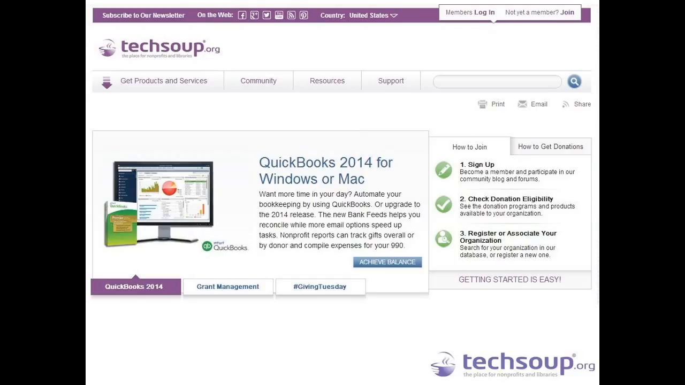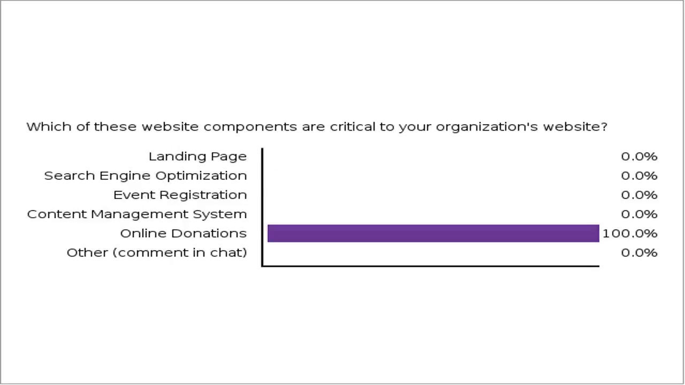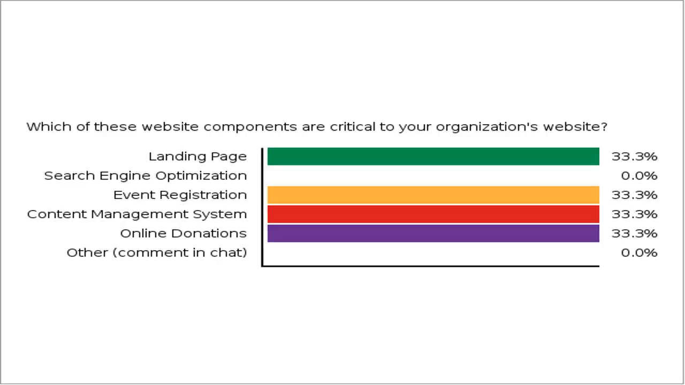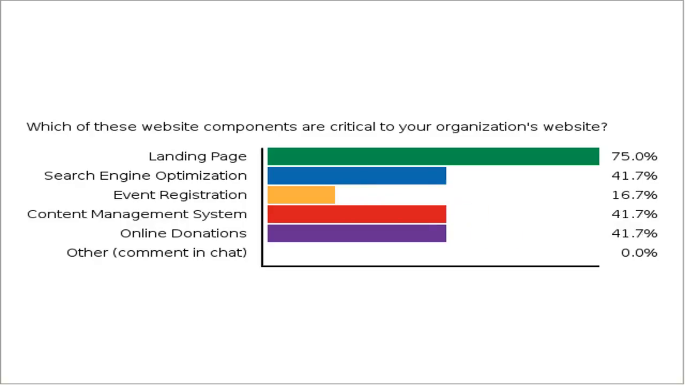So getting us started with the poll questions, I want to go ahead and have you answer which of these website components are critical to your organization's website. And go ahead and click on the ones that you think matter most to you or to your organization. And this helps provide us a little bit of context for where your priorities are on your organization's website right now. And this will also help inform Jay as he gets started with his presentation. And feel free to comment in the chat.